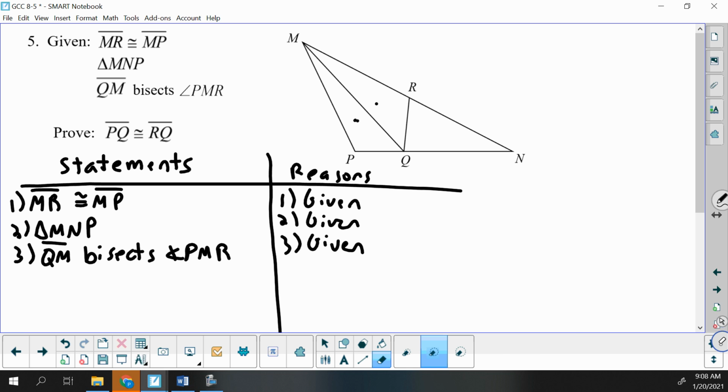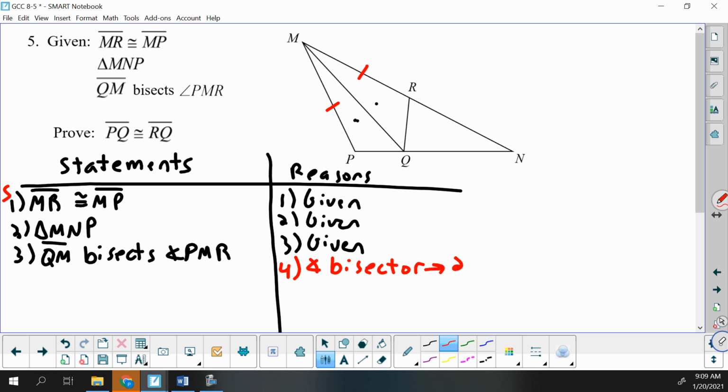Well, they already gave us MR congruent to MP. So let's mark that in our picture. That's a side in our triangles that we want. They told us just that the MNP is a triangle, and then we have bisects for given number 3. Look and see what comes after the word bisects. We've got an angle. Okay, that tells us automatically we're doing angle bisector implies 2 congruent angles.